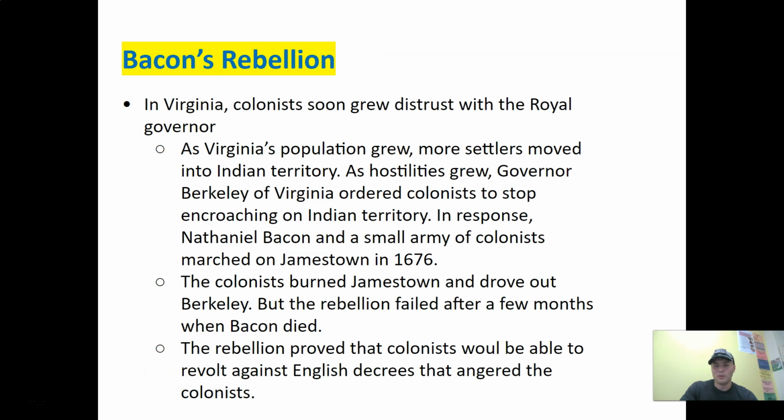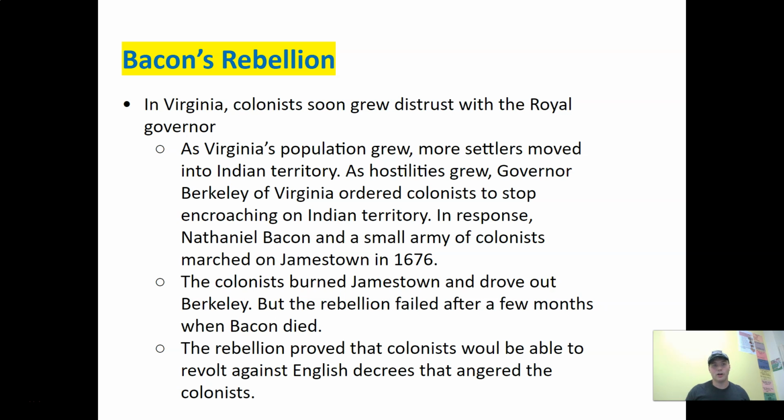So now let's talk about some of the events that really damaged the relationship between the colonists and Great Britain. So let's talk about Bacon's Rebellion. Not bacon as in the crispy bacon we love to make in the morning, but a man by the name of Nathaniel Bacon. So he was a farmer living out in Virginia, and at this point, there were still tensions between Native American groups in Virginia and the settlers.